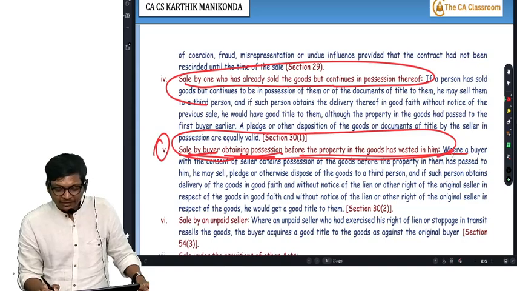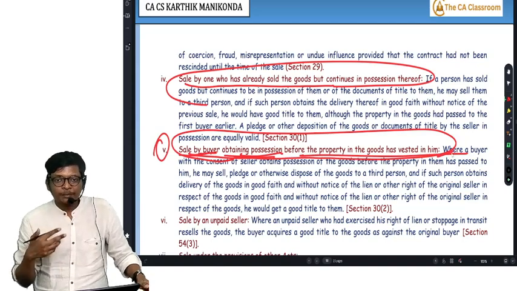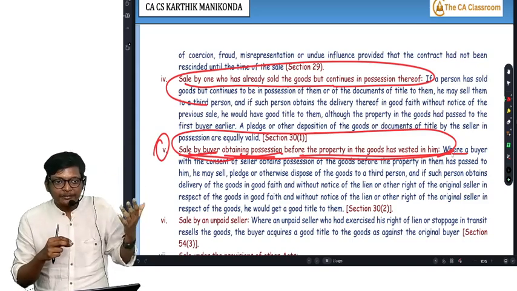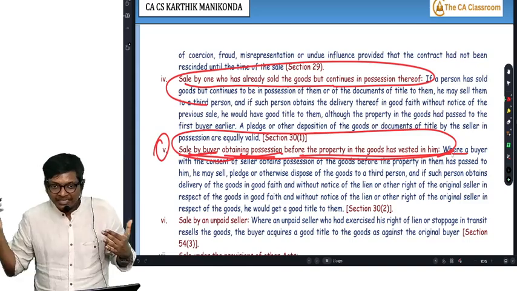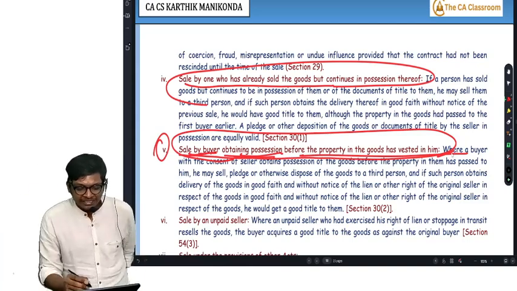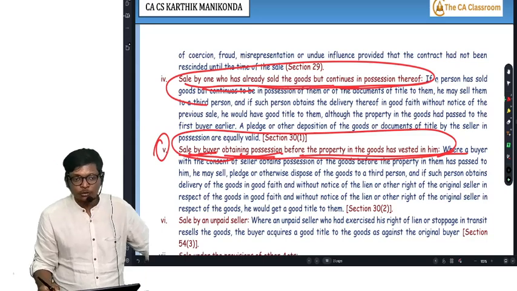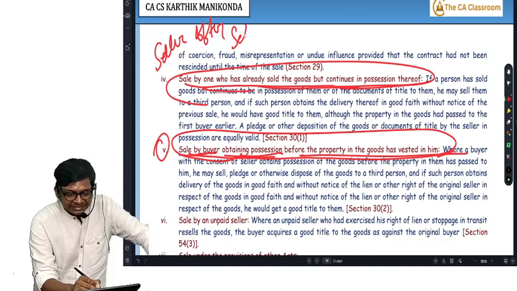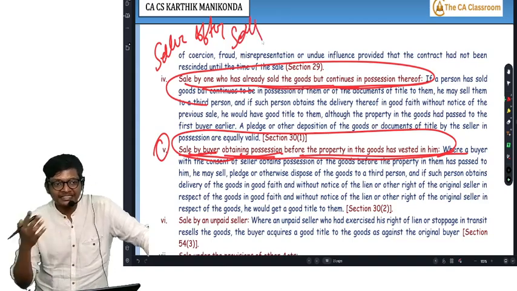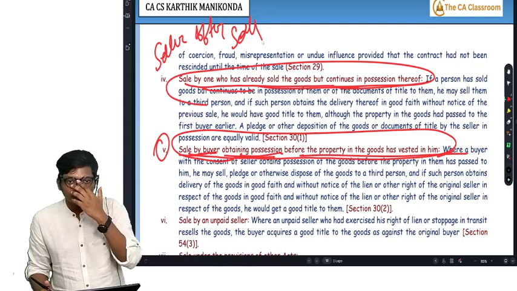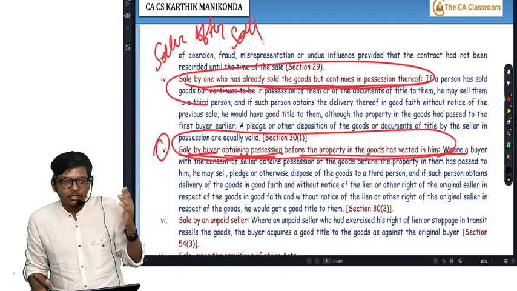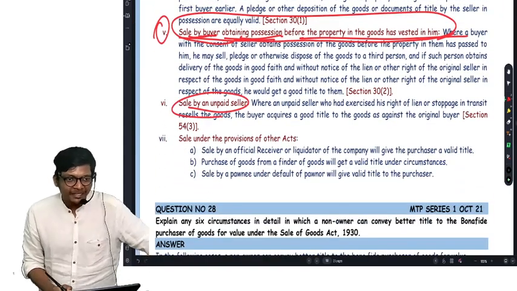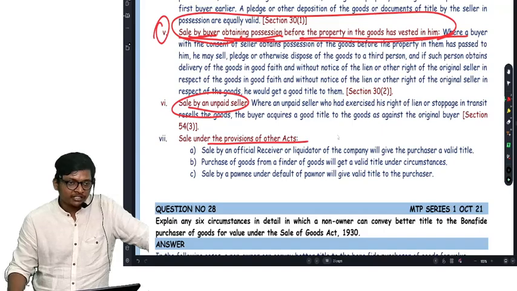Usually this happens in quick business: a pharmacy will order from a wholesaler, and before the goods arrive, before he makes the purchase, he will sell to the customer and collect money from the customer. Later, when it comes, I will transfer the goods. Sale by one who has already sold the goods but continues to be in possession: the seller, after the sale, still has possession of the goods, then he can sell to somebody else. You purchased a new iPhone, you did not go and collect delivery, then the iPhone store can sell it to somebody else. Sale by an unpaid seller: we already saw the right of resale and other provisions, it comes here.